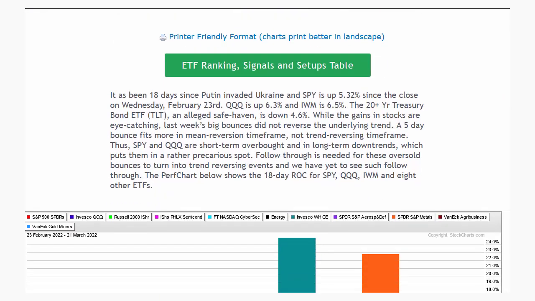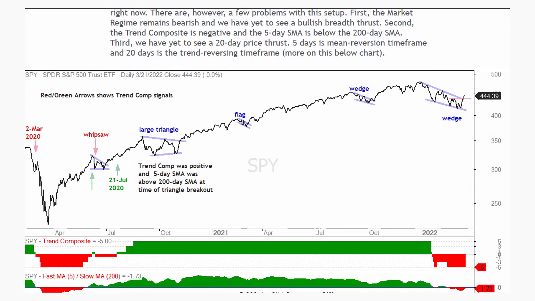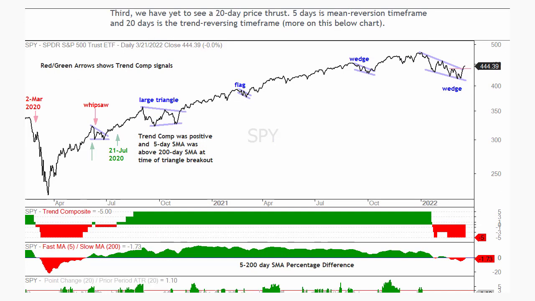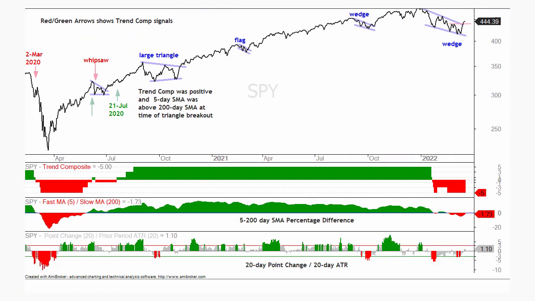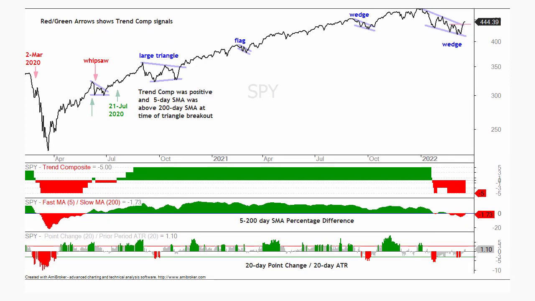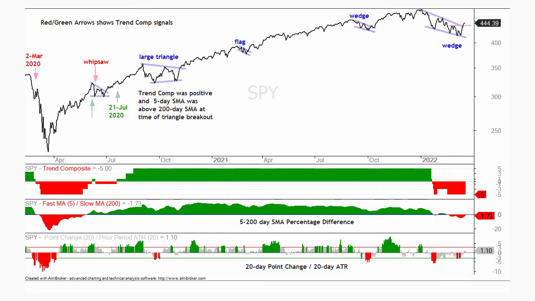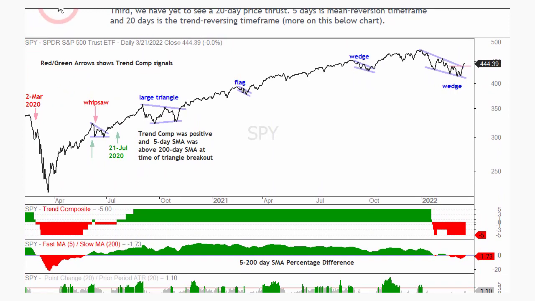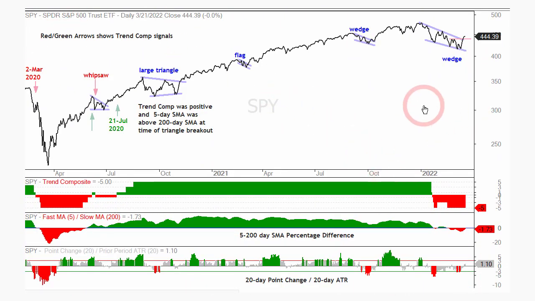I was looking at the charts for SPY and QQQ on Tuesday. Here's the chart for SPY. It is kind of tempting in a way, because I'm working right off of the commentary that was posted on Tuesday morning. It does look like a bullish wedge, and we do have a wedge breakout working here. But the trend composite, which is the trend indicator for the S&P 500 SPDR, is negative, -5. The 5 days below the 200-day.